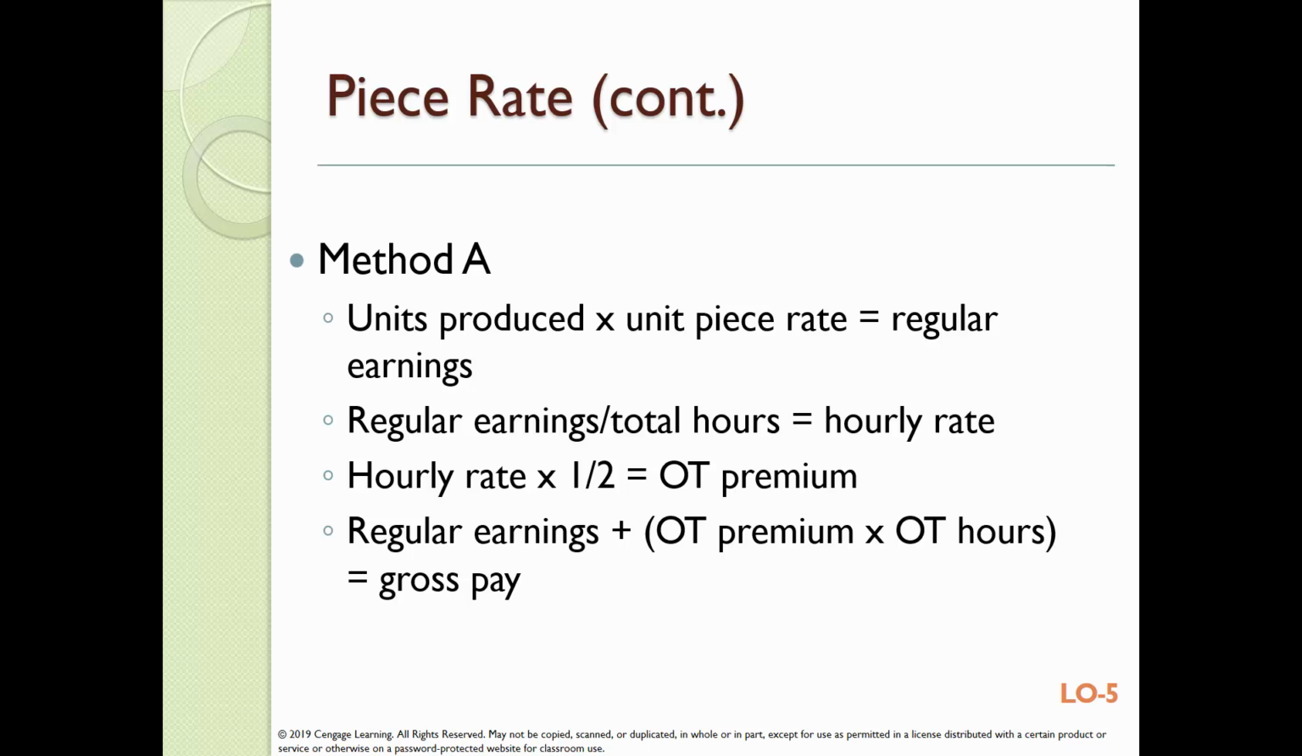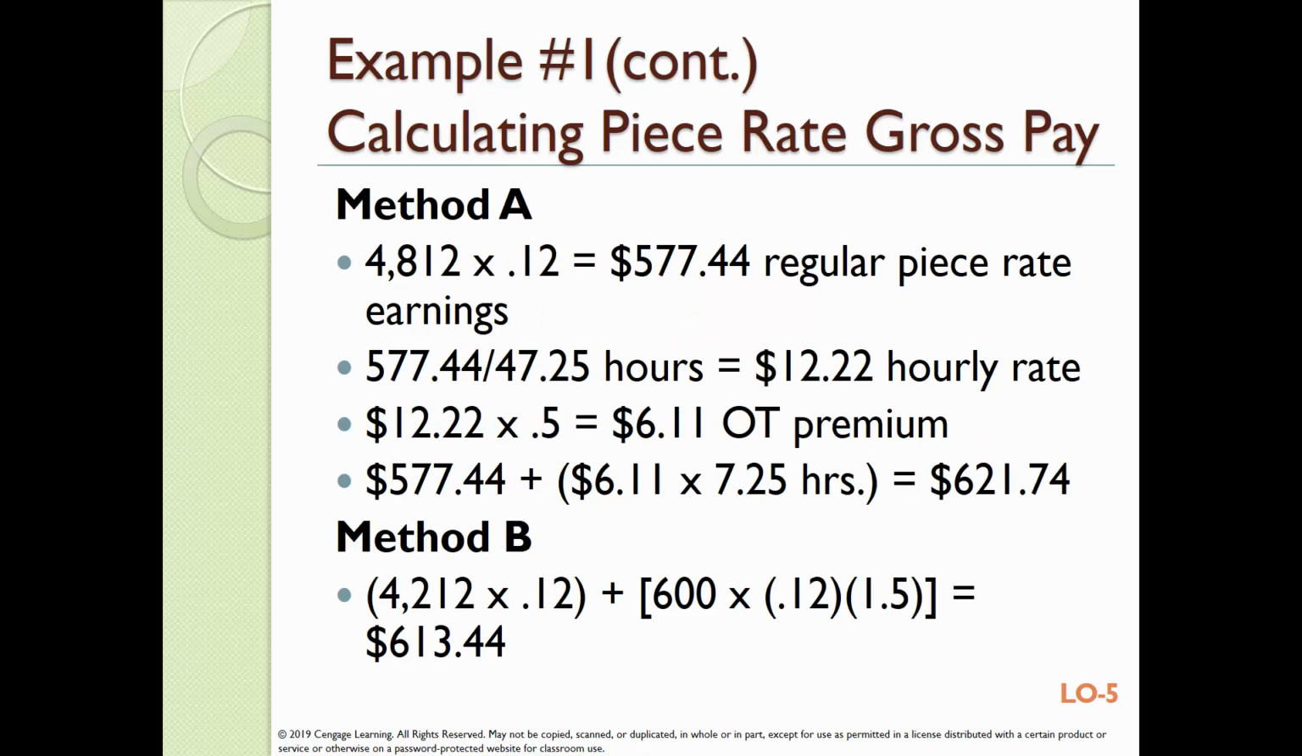Exactly, it's that 0.5, and that always throws students off. I've said it a couple times. There's a difference between an overtime rate and an overtime premium, yeah? So once you get his premium for that additional 7.25 hours, you just tack that onto his regular earnings. So in method A, he gets the $577.44 plus the premium, that additional 0.5 plus 7.25 hours.